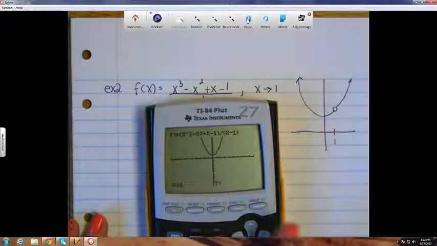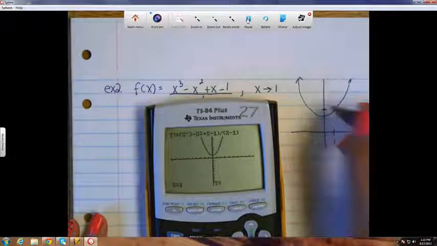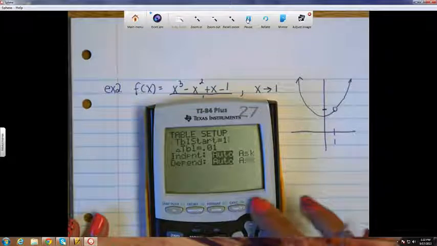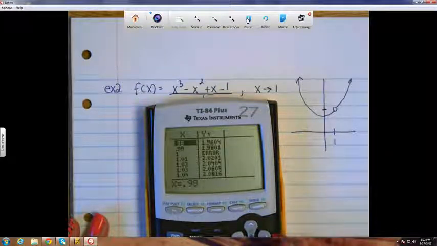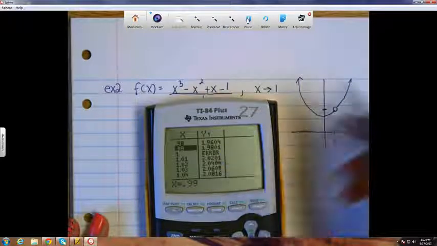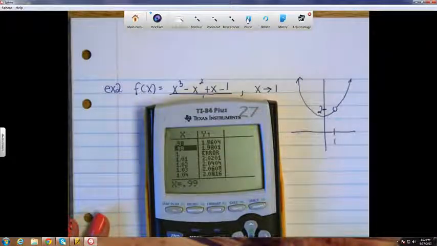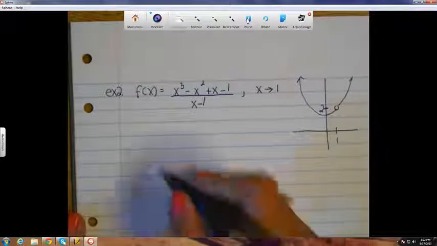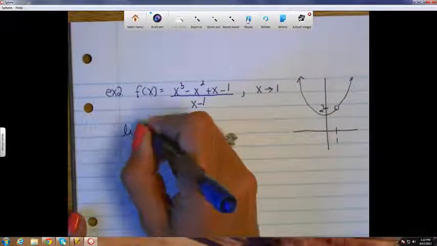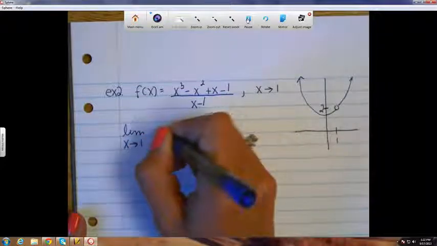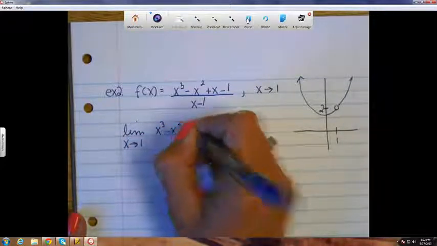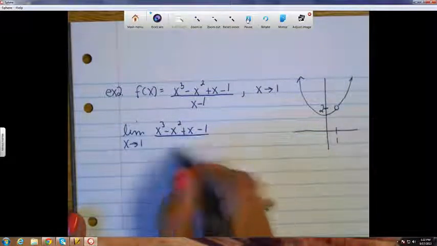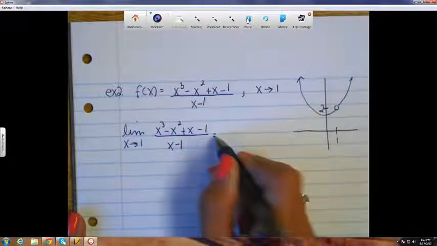We look at the table to figure out what that limit might be. Table set, I want it to be at 1, and then values close to 1. Looks like the y values are jumping over the number 2. So we get something close to 2, we probably did it right. So here we go. The limit as x approaches 1 of x cubed minus x squared plus x minus 1 over x minus 1. You do need to show the substitution and show what it comes out equal to.